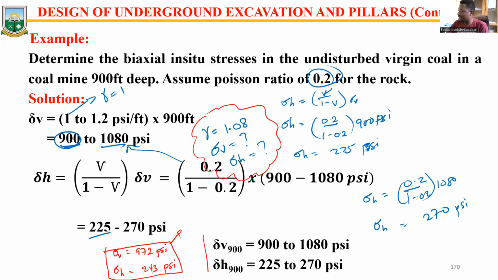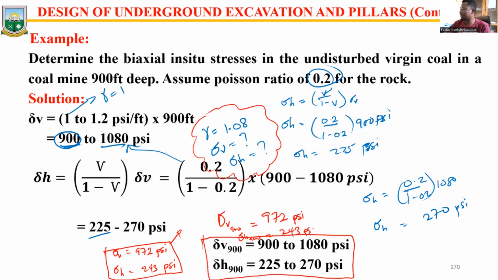So your final answer is presented this way because we have a range. That is why you have this. But in our case, we had sigma V at 900 equal to 972 psi and not in a range. Then our sigma H at 900 is equal to 243 psi. That is what we are getting because ours is not in a range.